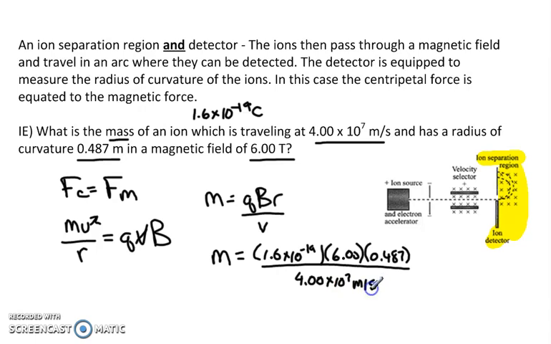And what that's going to result in is a mass of 1.17 times 10 to the negative 26 kilograms, which is approximately the same as having 7 atomic mass units. So this is, in fact, lithium-7.